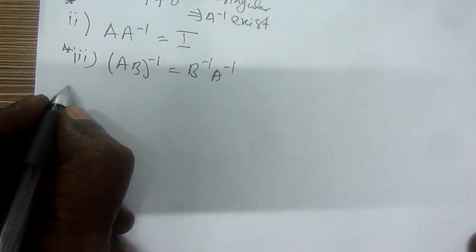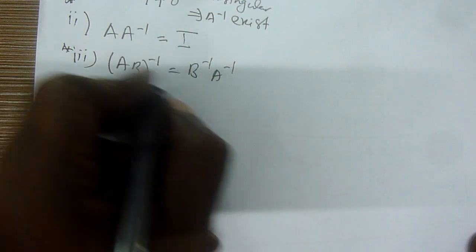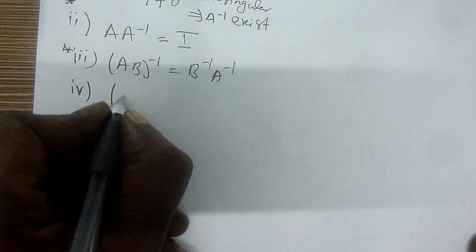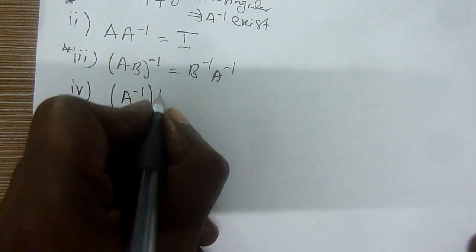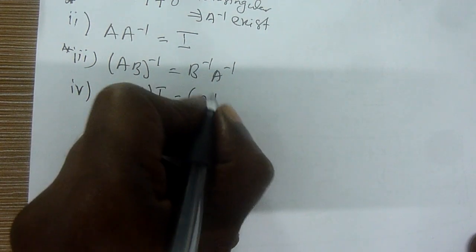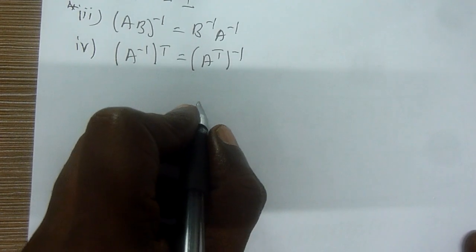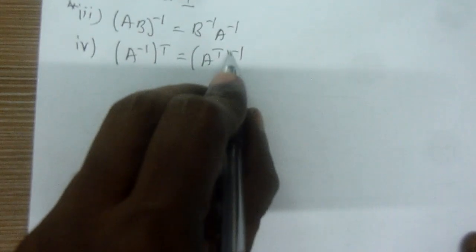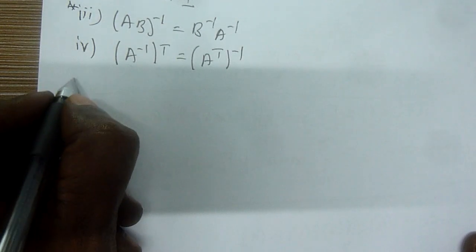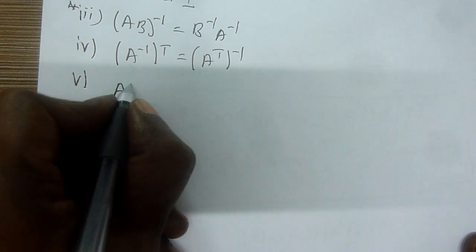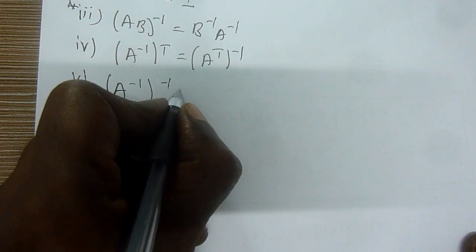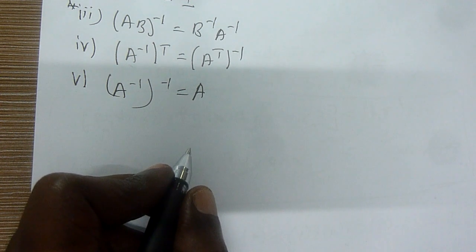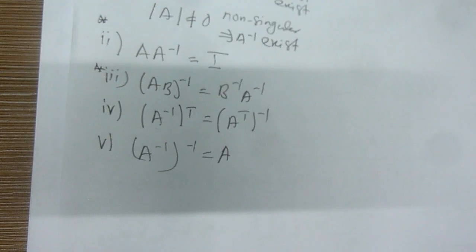Similarly, many times we test the students with this knowledge. Another important one here: the inverse of A transpose. You transpose the inverse, you can write it back as the inverse of the transpose, which is also the same. For the last one, A is equal to the inverse of the inverse, then you get back the original. Okay, can you follow?